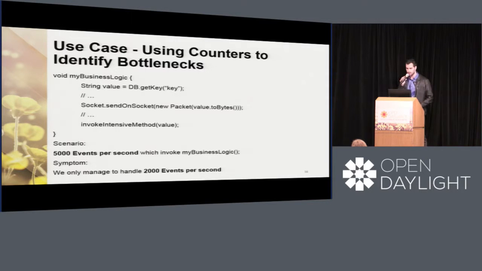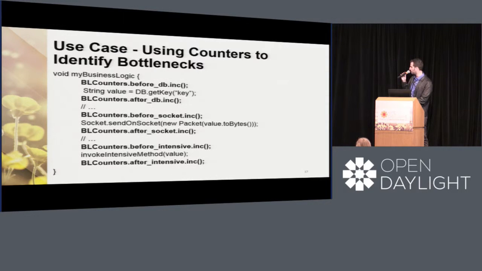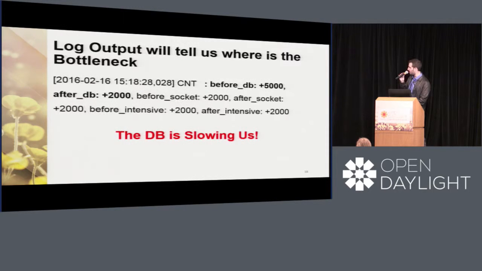So the scenario is I know that this method is called 5,000 times per second. And I also know that the output of the method is only 2,000. I only get 2,000 results per second from this method. So I understand that something is slowing me down, but I want to know what is slowing me down. Using the counters, I can easily add a counter before and after every step from the 3 steps. I created 6 counters here. This is how it will actually look. And in the end, I will look at my log file and see the differences in the numbers.